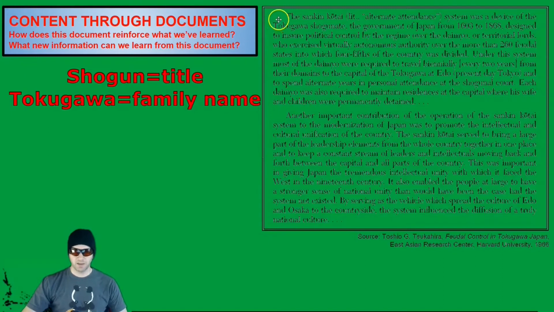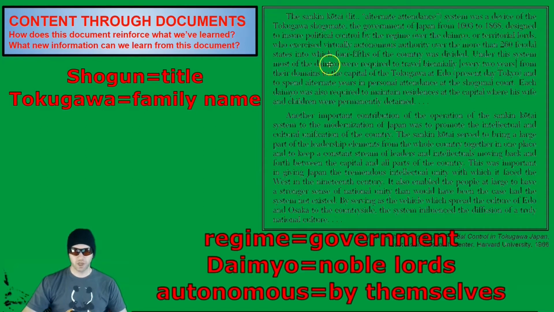Here we go. The alternate attendance system was a device of the Tokugawa shogunate, the government of Japan from 1603 to 1868, a couple hundred years. It was designed to ensure political control by the regime, the Tokugawa shogun, over the daimyo, or territorial lords, who exercised virtually autonomous authority, total control over more than 260 feudal states into which 4/5 of the country was divided. Okay, so that's some interesting information there.